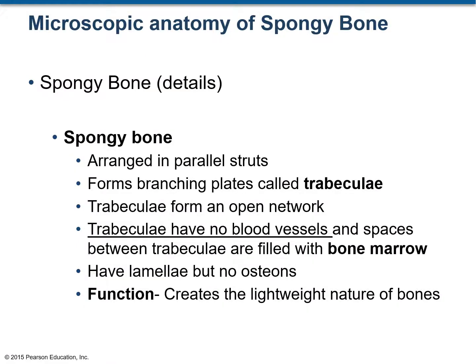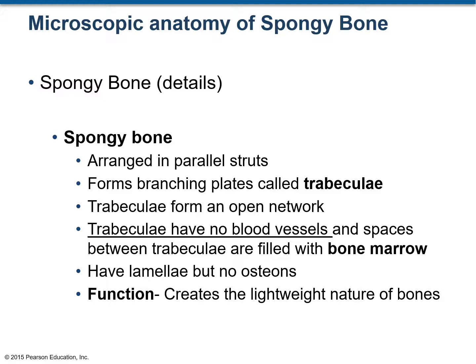Next is the microscopic anatomy of spongy bone. If you remember, spongy bones are lighter and they are made up of a network of plates, and these branching plates are known as trabeculae. So trabeculae have no blood vessels, but there are a lot of empty spaces between them, and those empty spaces are filled with bone marrow.